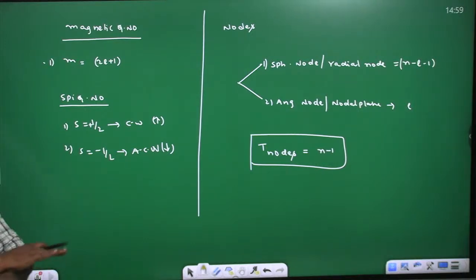So first chapter is over. Atomic structure is completed. How many formulas you got? Online students, total number of formulas, how many you got from atomic structure?